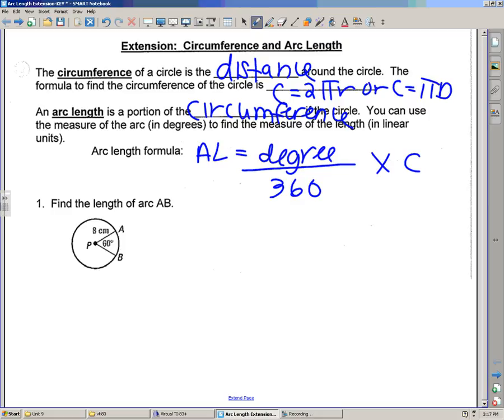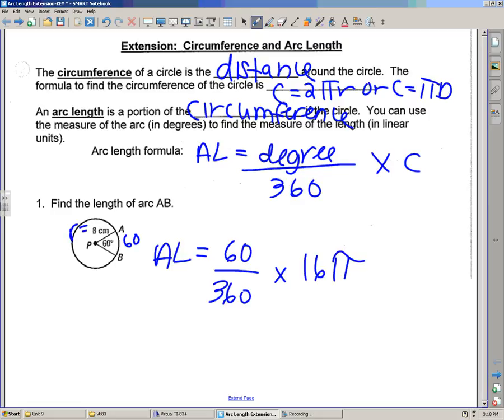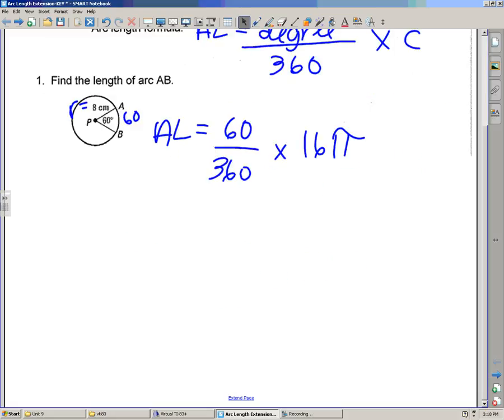So what happens here is we want to find the length of arc AB. Well, we know that the arc we're trying to find has a degree measure of 60 degrees. So arc length equals 60 divided by 360 times the circumference. If the radius equals 8, then the circumference equals 16 pi. We're going to find this answer in two ways. We're going to find it as an exact answer, which means pi is in your answer, and then as an approximate answer where you multiply through by pi. So we're going to have two different answers here.